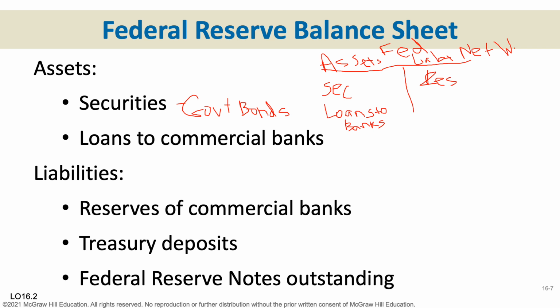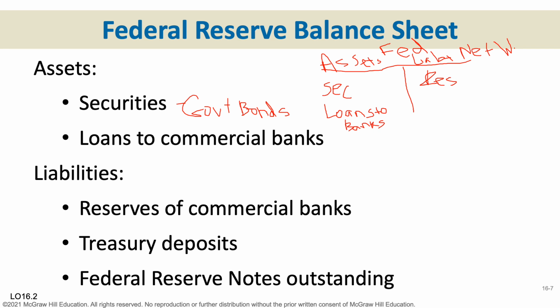So remember, we talked about the reserve account for a bank was the bank's checking account with the Federal Reserve. When we looked at the bank's balance sheet, the reserve account is an asset to the bank because it's money they own, but it's a liability to the Fed because it's money they owe to the banks. The reserve account is the bank's checking account.